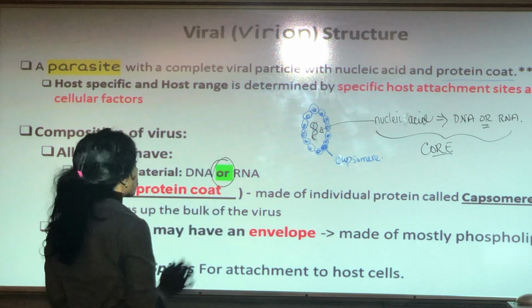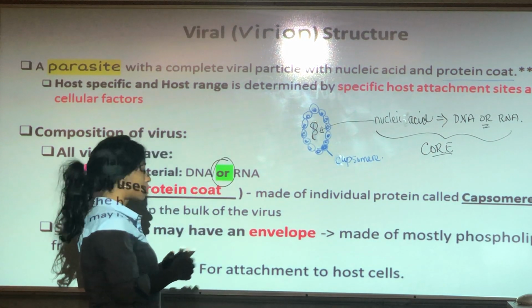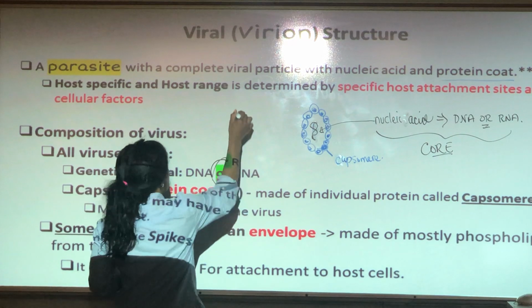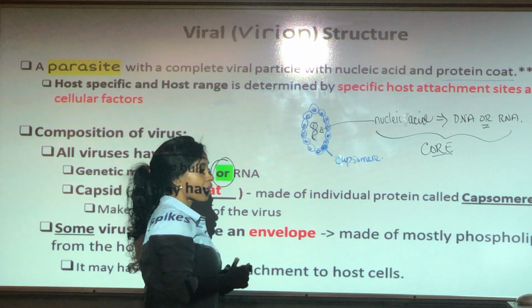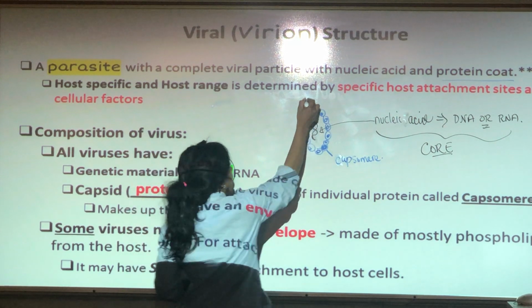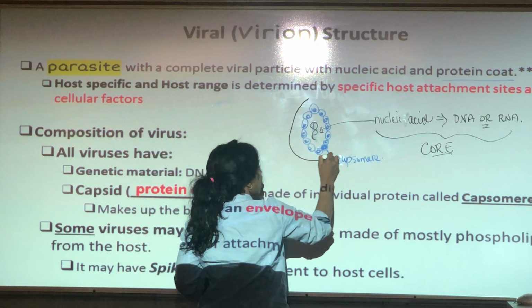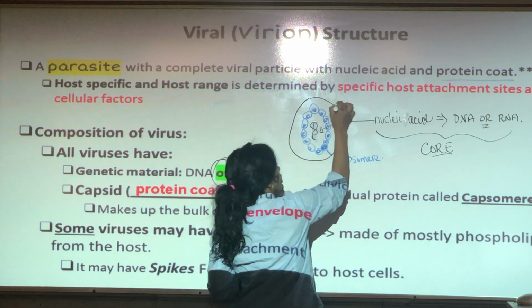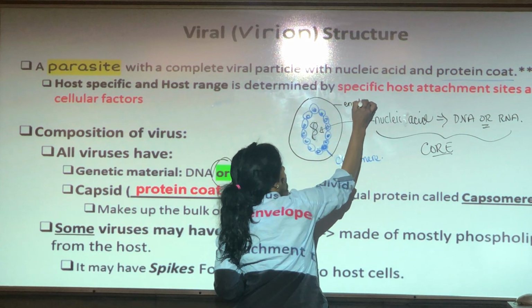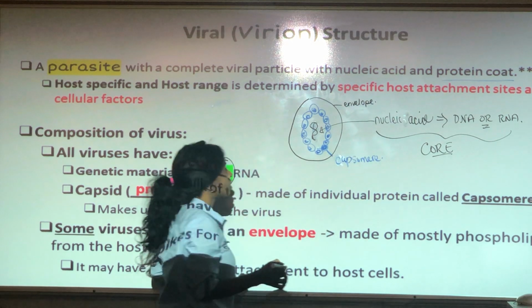So let's say, for example, our virus is in blue, and we have our blue virus, and on the outside of this virus, they have an envelope, right? So where would the envelope be? It will be on the outside. All right, so let's point to the envelope. This is outside our capsid.